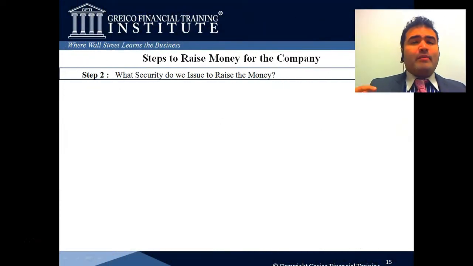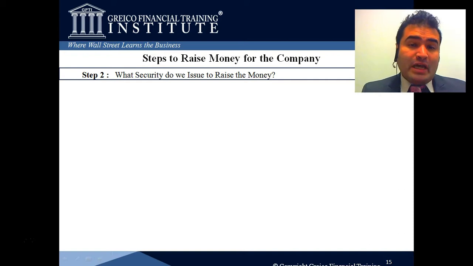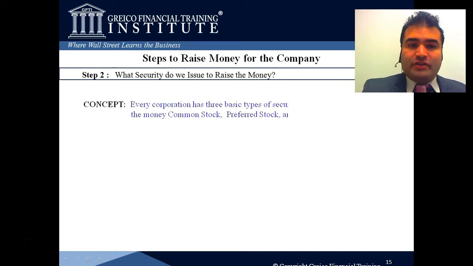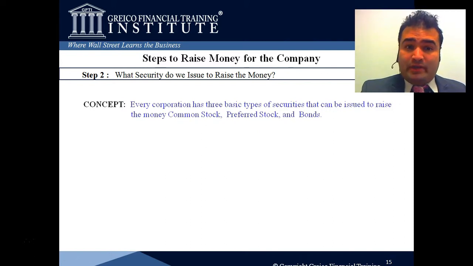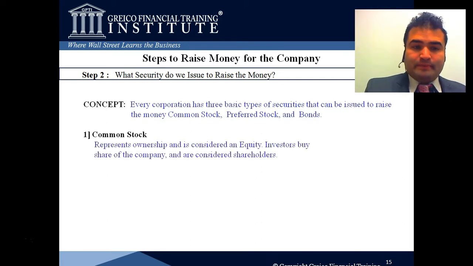Common stock. So again, bottom line is we started a company, we want to raise money. The question is, what do we issue to raise the money? Now we're going to talk about common stock, but we could have also gone the route of preferred stock. We could have gone the route of bonds, but we decided to just issue plain shares of ownership in the company. Okay, so every corporation has three basic types of securities that can be issued to raise money: common stock, preferred stock, and bonds. But most companies in the early days are going to issue common stock, just plain shares of ownership in the company.